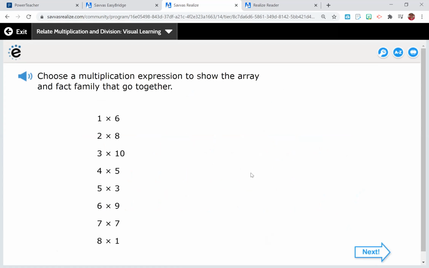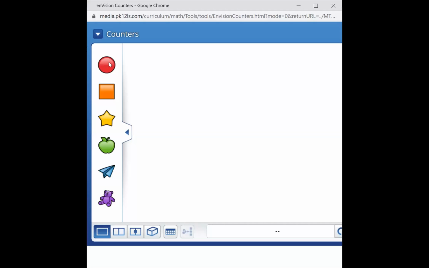Let's try some out. Let's use an array to show 1 times 6. Make sure you can see this. So we can do 1 row of 6. 1, 2, 3, 4, 5, 6. I have 1 row of 6. That's an array showing 1 times 6.